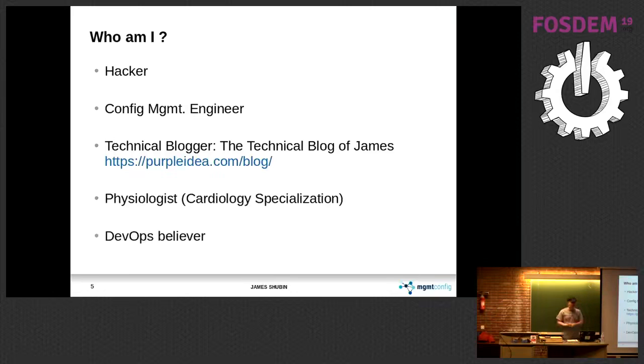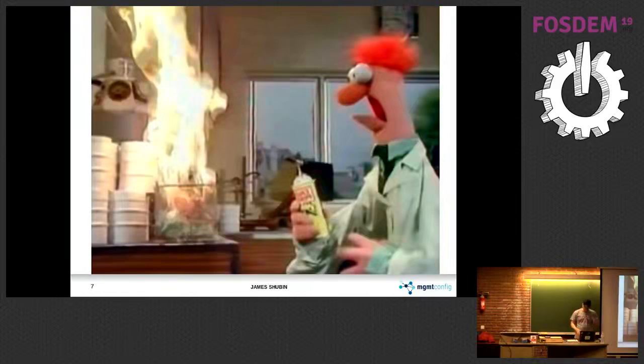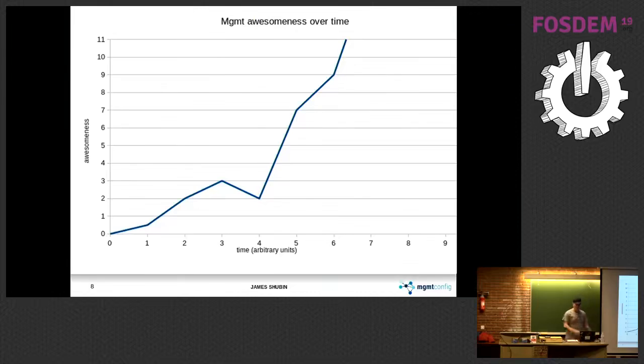So I'm actually a physiologist by training, so if you want to talk about cardiology and anything like that, I'm happy to. Some background: everything in the config management space was pretty horrible, and so I was looking at better solutions. This is the graph of MGMT awesomeness over time, as you can see. I had a little hard point in my life, but otherwise, up and to the right.